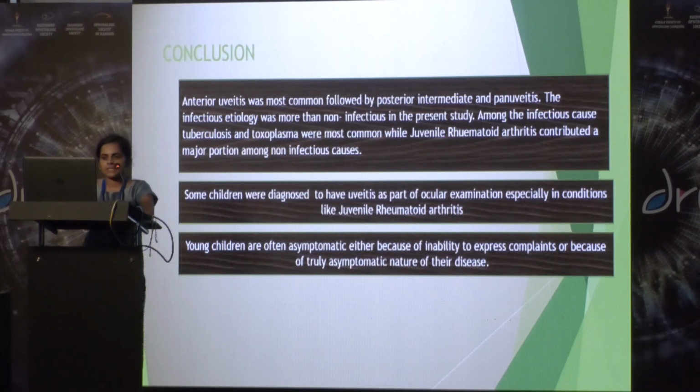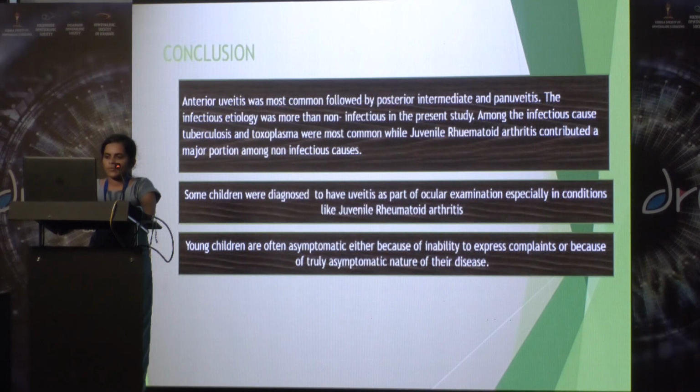The conclusion is that in my study, anterior uveitis was most common, followed by posterior, intermediate, and pan uveitis. Infectious etiology was more than non-infectious, and among the infectious causes, toxoplasmosis and tuberculosis were more common, and among non-infectious, juvenile rheumatoid arthritis was common. Some children were diagnosed with uveitis as part of routine ocular examination in patients with juvenile rheumatoid arthritis.